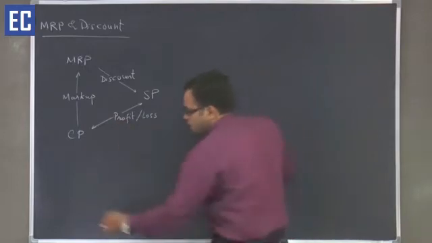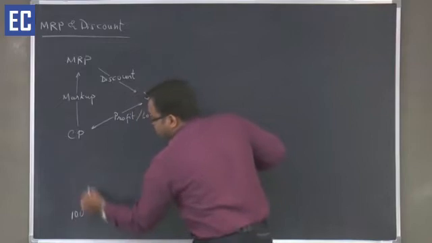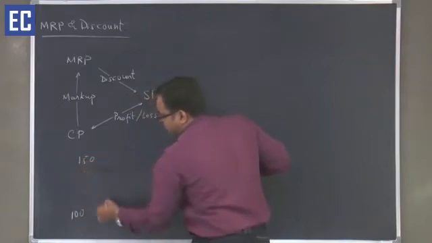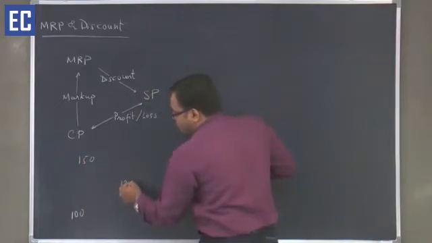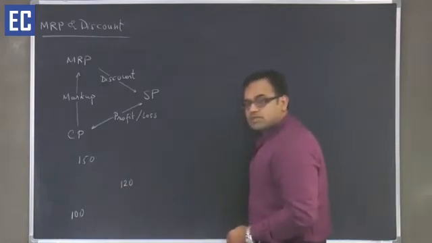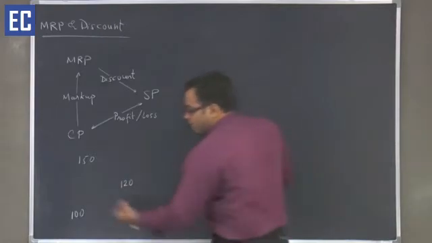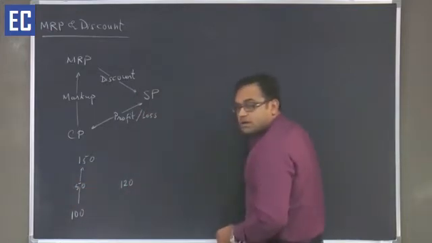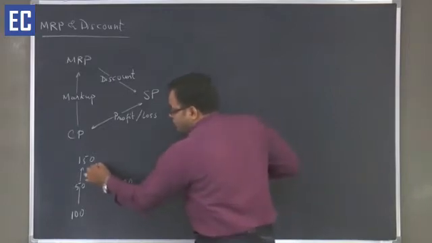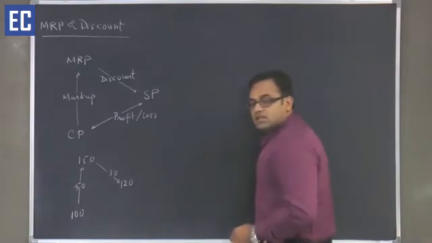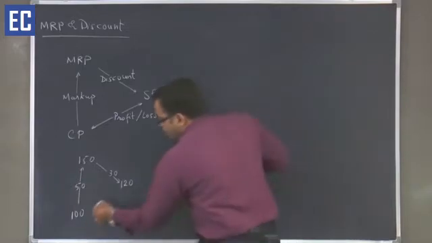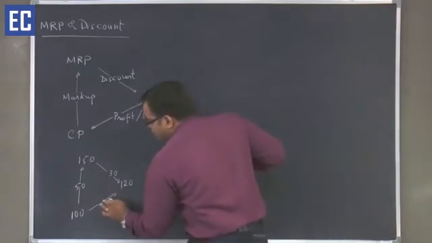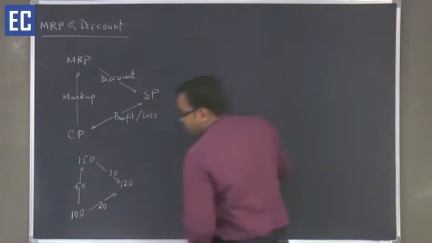So let us say the cost price is rupees 100, the MRP is rupees 150, and the selling price is rupees 120. Then what will be the markup? Markup is from 100 to 150, I am increasing it by rupees 50. So 50 rupees is the markup. From 150 to 120, I am bringing it down by rupees 30. So rupees 30 is the discount. From 100 to 120, very clearly there is a profit of rupees 20.